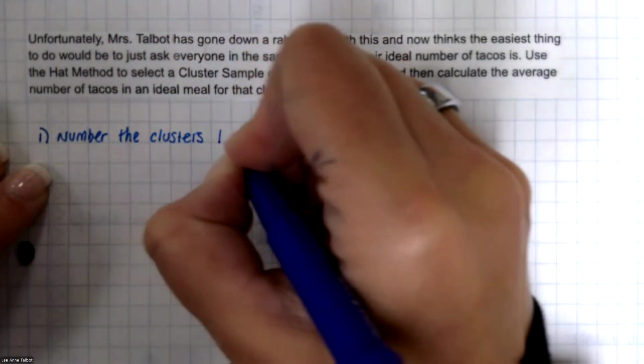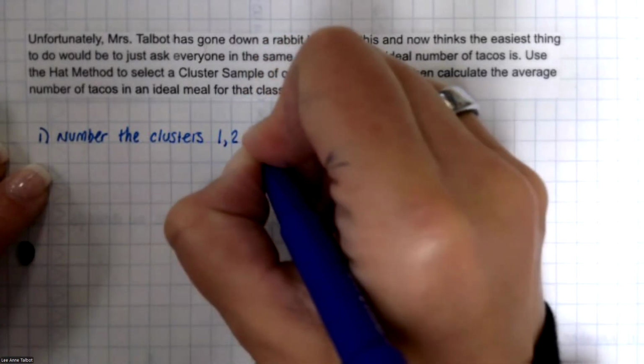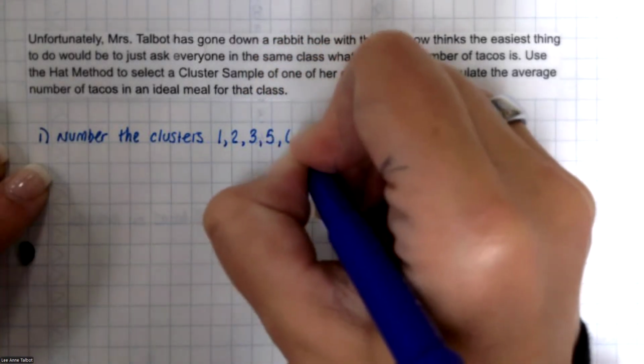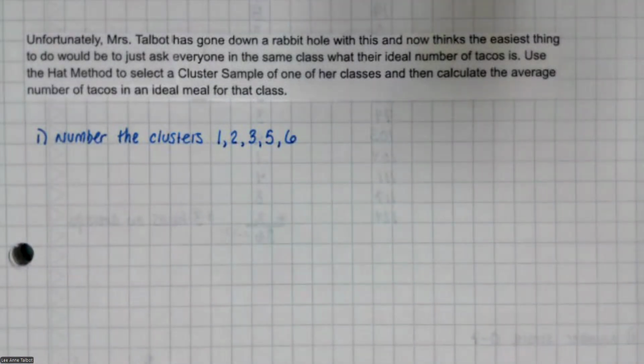Okay, so we're going to number the clusters 1, 2, 3, 5, and 6. And it's 1, 2, 3, 5, and 6 because I have fourth period prep. That wouldn't really be a very interesting class to ask. Are they my quietest class of the day? Definitely.